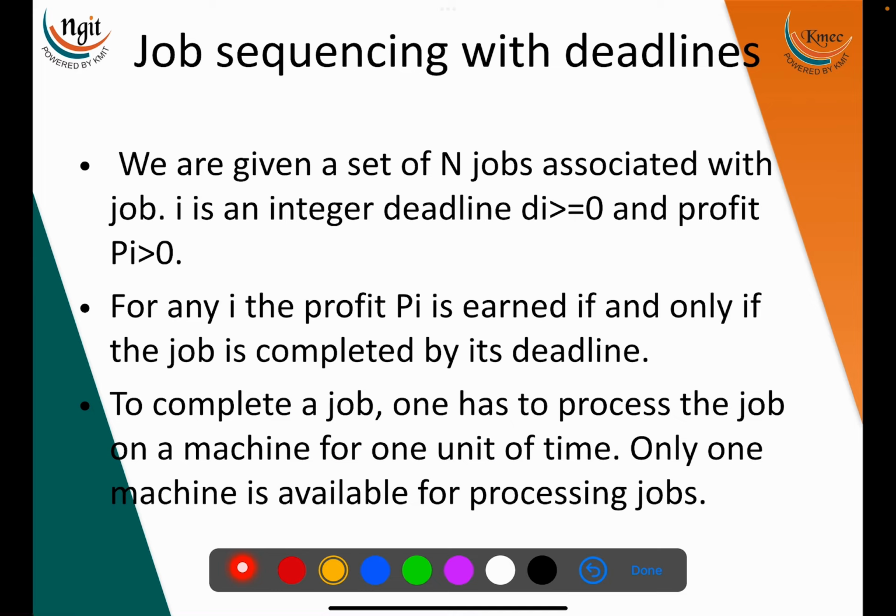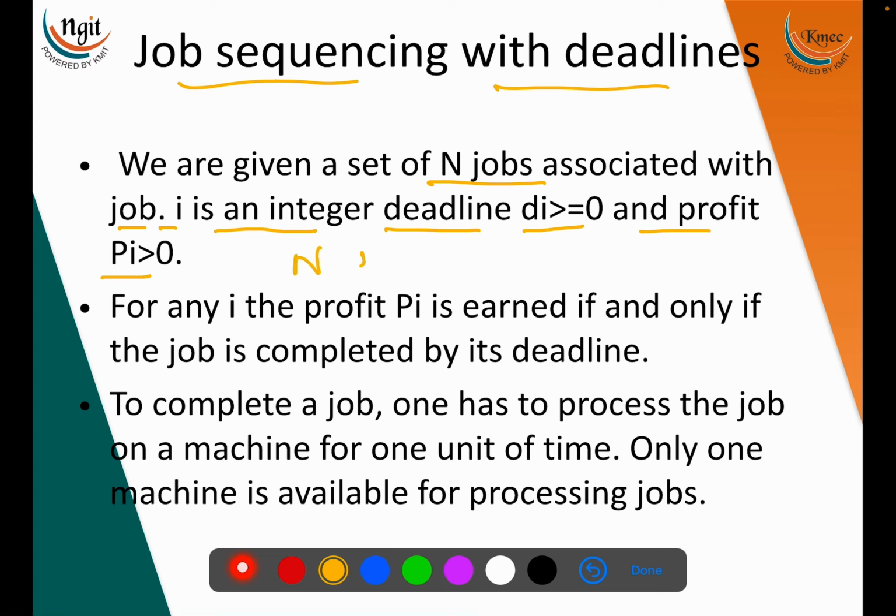Now let's understand what job sequencing with deadlines is. We are given a set of n jobs, where job i is associated with an integer deadline di greater than or equal to 0 and a profit pi greater than 0. So we will be given n jobs, that is, tasks. Each task has a deadline to get completed. Always this deadline will be greater than or equal to 0.